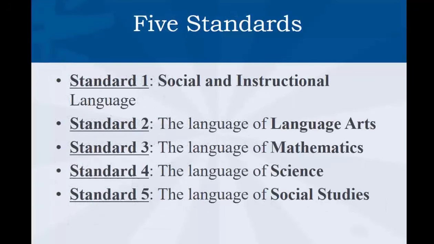WIDA uses 5 standards. Standard 1 is the standard of social and instructional language. Standard 2 is the language of language arts. Standard 3, language of mathematics. 4, language of science. And 5, language of social studies. Our English language learners are expected to learn all of these languages and are assessed on these different languages on the ACCESS test.